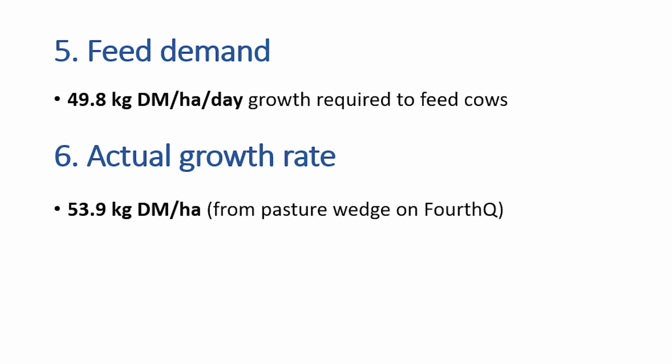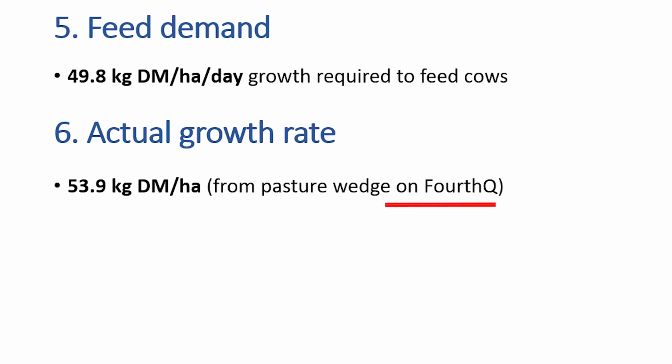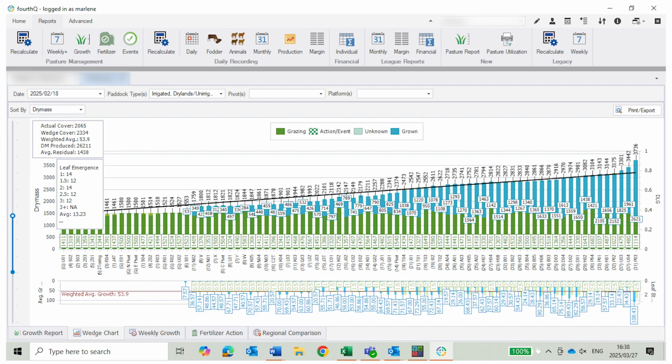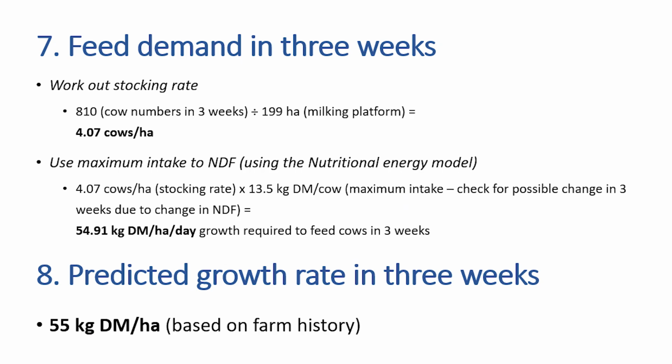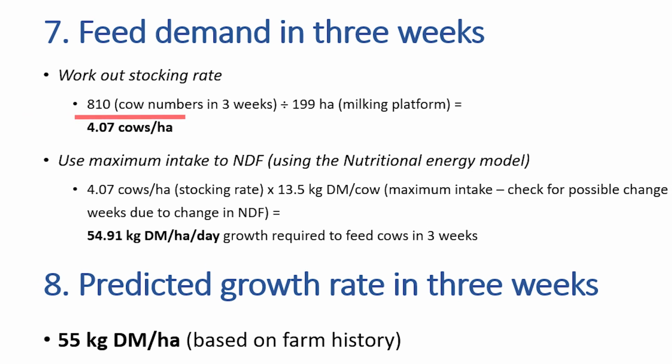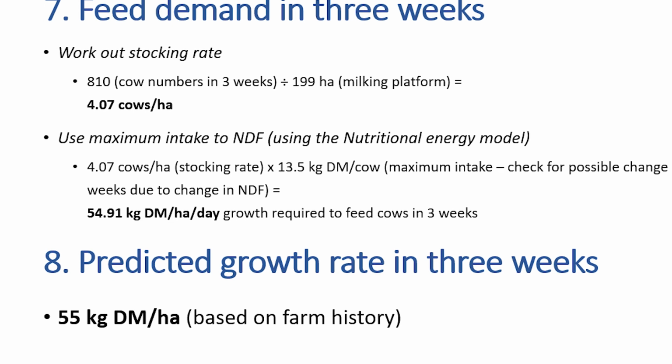And then you can compare that against your actual growth rate, the actual weighted growth rate you'll get on your wedge. From there, you can go to the feed demand in 3 weeks' time, because you want to think about where you're going to be. In 3 weeks' time, my cow numbers might have gone up, my NDF might have changed, so what does my actual growth rate required, in other words my feed demand, look like in 3 weeks' time? And then you can also look at your predicted growth rate based on history and the season you're going into.